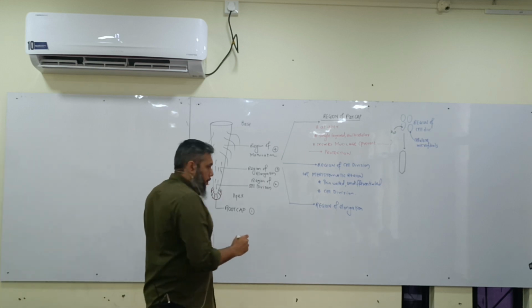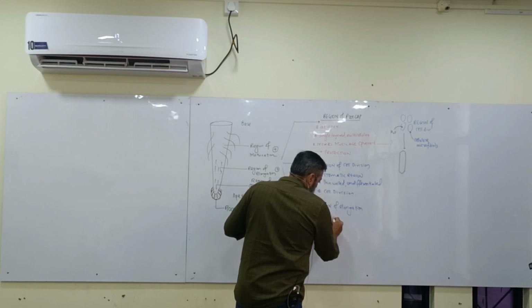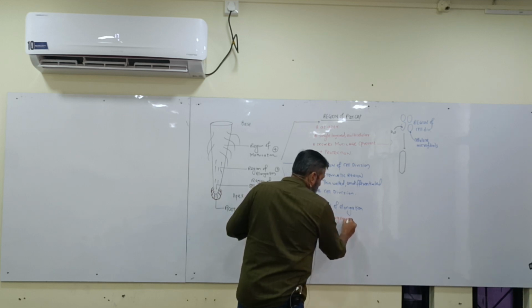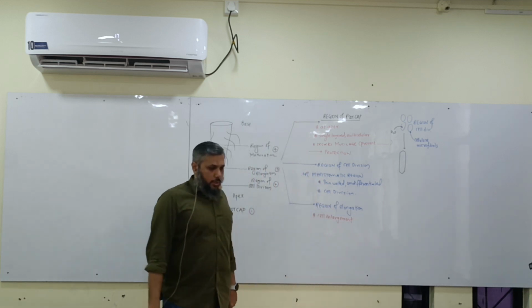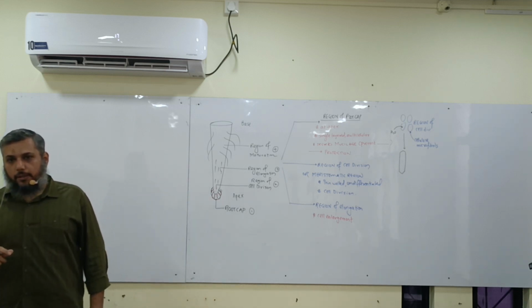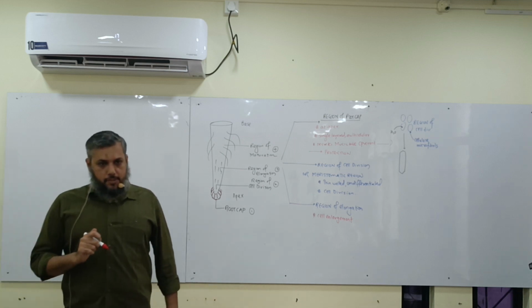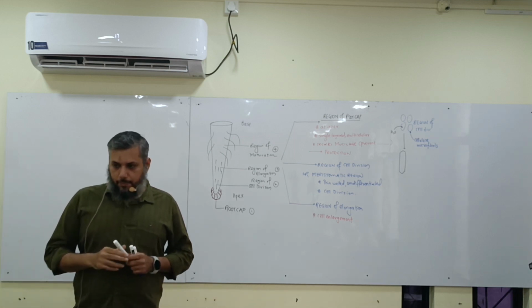Where the cell enlargement will take place. You understood the word enlargement? Where the cell will increase in its size. That is called a cell enlargement. And I told you the logic how it takes place. What is the scientific reason?